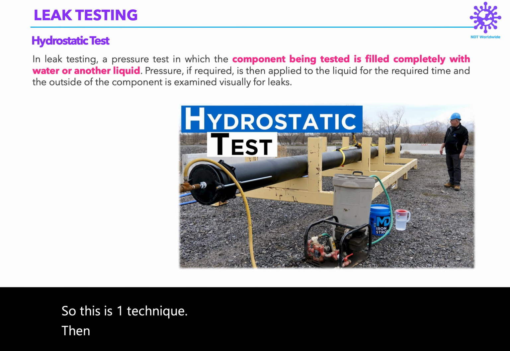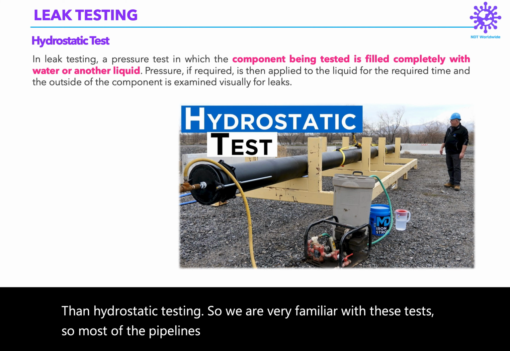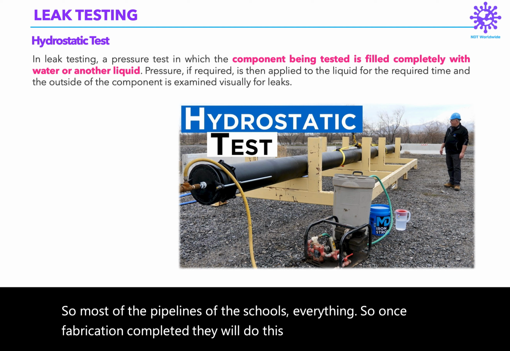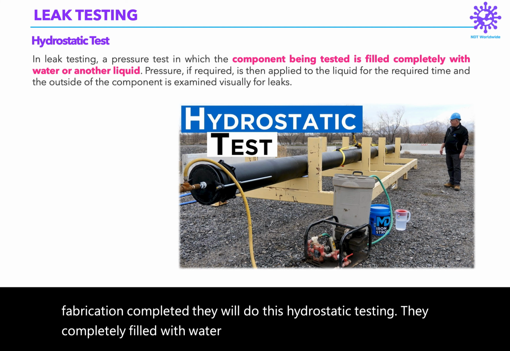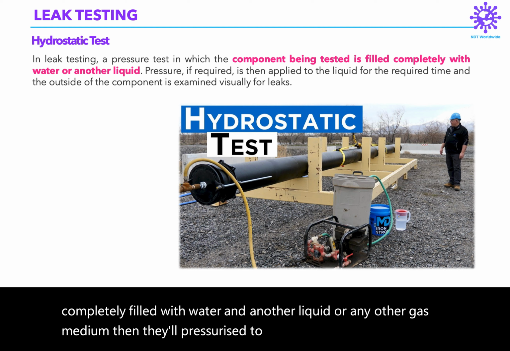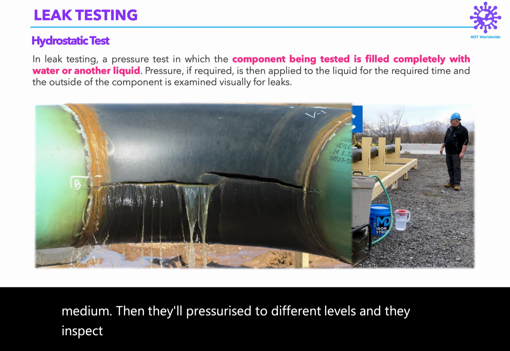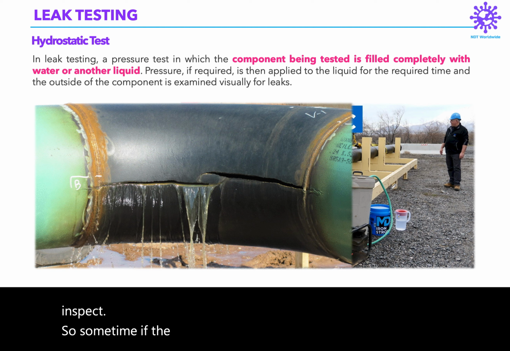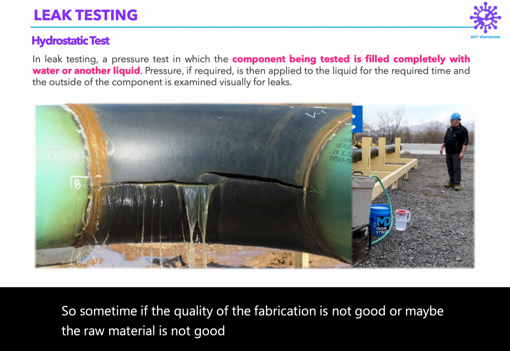Then hydrostatic testing, which we are very familiar with. For most pipelines and spools, once fabrication is completed, they do this hydrostatic testing. They completely fill with water or another liquid or any other gas medium, then pressurize to different levels and inspect. Sometimes if the quality of the fabrication is not good, or maybe the raw material is not good, it leads to failure like this.